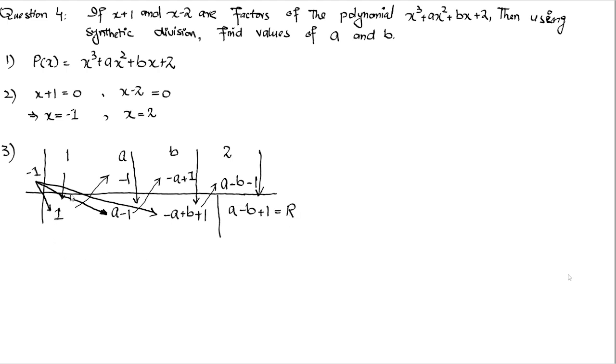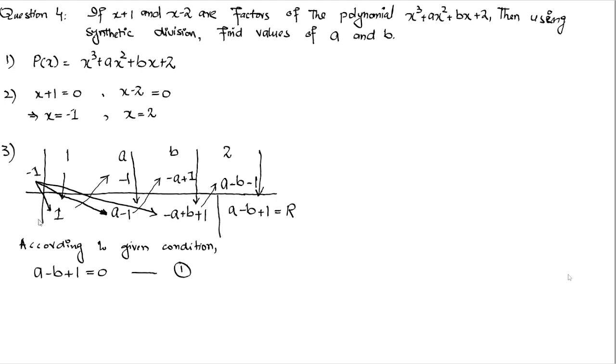So according to the given condition that x plus 1 is a factor of x cubed plus ax squared plus bx plus 2, dividing this polynomial by the factor will result in a 0 remainder. So according to the given condition, the value of this remainder r must equal 0. So we can write that a minus b plus 1 should equal 0. This is equation number 1.